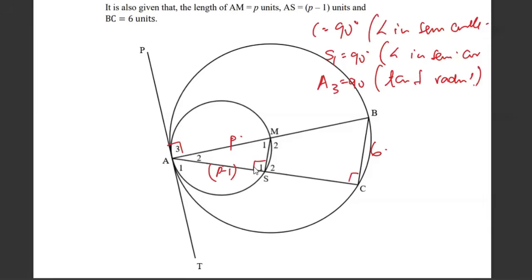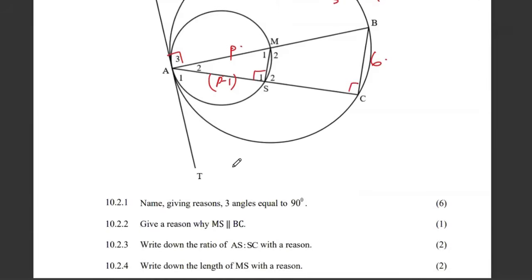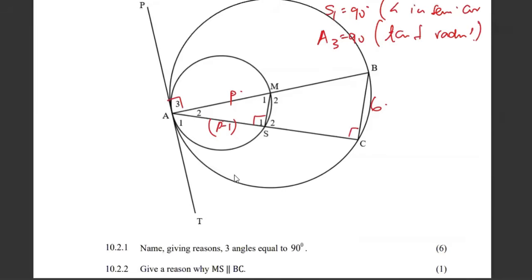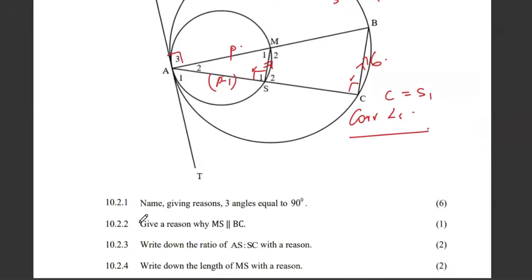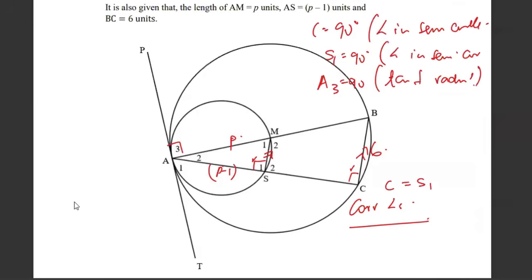All right, then 10.2.2. Can we give a reason why MS, okay, is parallel to BC? So there's a 90, there's a 90. The reason is going to be converse of the corresponding angles. Okay, corresponding angles. So that tells us that C is the same as S1. And then you give us the reason, corresponding angles.